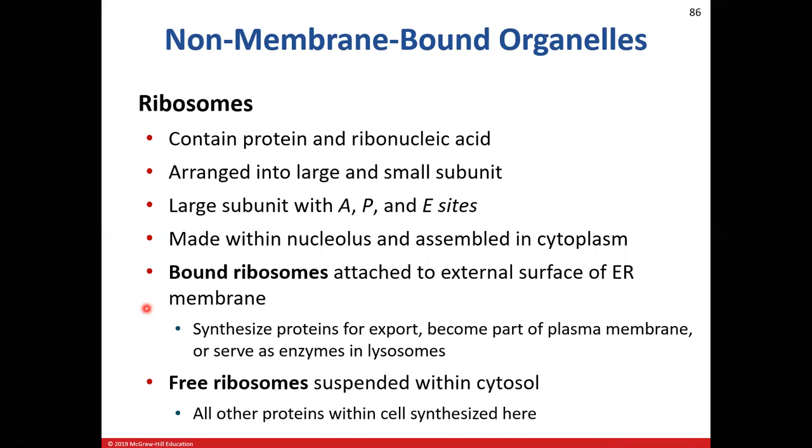Now we'll notice that a lot of these ribosomes are going to be bound ribosomes, and what that means is that they're attached to the external surface of the ER membrane. These particular ribosomes that are bound to the ER are going to synthesize the proteins for export. Oftentimes they're going to become a part of the plasma membrane, or they can serve as enzymes in lysosomes. Now our free ribosomes are going to be suspended within the cytosol. So these aren't directly attached to the ER, but they're going to be found randomly spread throughout the rest of the cell. If the proteins or the substances that they're synthesizing don't fall into the bound category, they're going to fall into this category. And so all other proteins within the cell are synthesized in the free ribosomes.